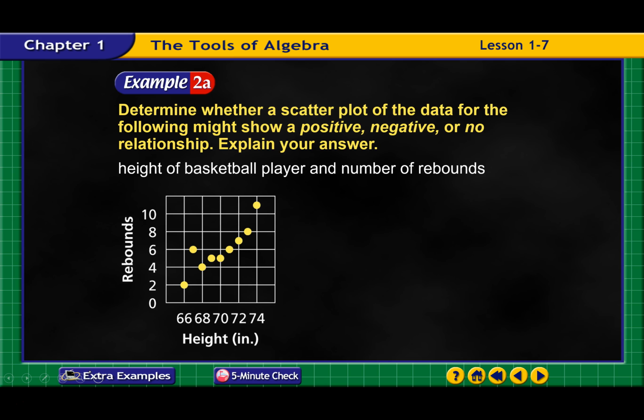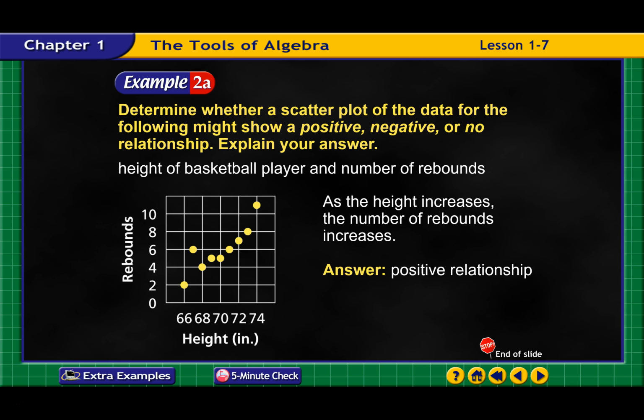All right, determine whether a scatter plot of data for the following would be positive, negative, or no relationship. So the height of a basketball player and the number of rebounds. Generally, the taller you are, the easier it is to get rebounds. So as the height goes up, the amount of rebounds goes up. So I would say that is generally positive. So yep, as height increases, the number of rebounds increases. So that would be a positive relationship.